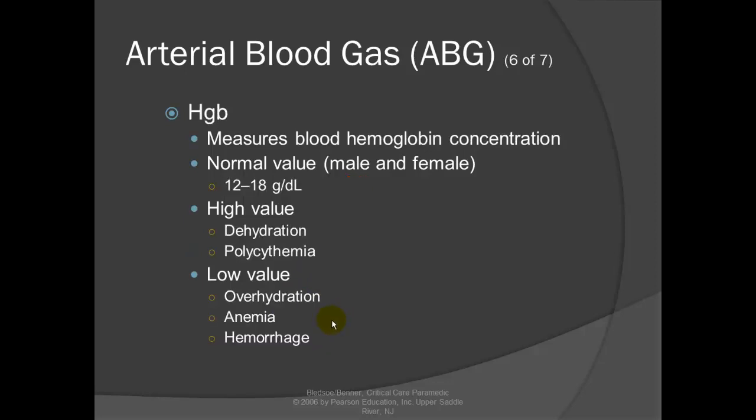Hemoglobin measures the blood hemoglobin concentration. Normal value on this should be about 12 to 18 grams per deciliter. High value, dehydration. That means you're concentrated, you've got rid of too much fluid, or you have polycythemia, you've made too many red blood cells. Low value, overhydration, you've thinned out things too much. Anemia, you haven't got enough red blood cells to begin with, or hemorrhage.